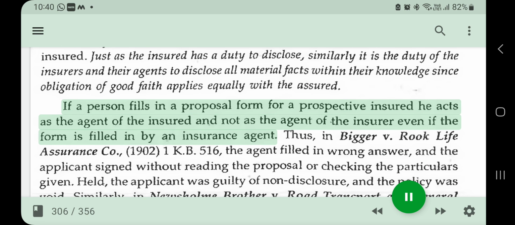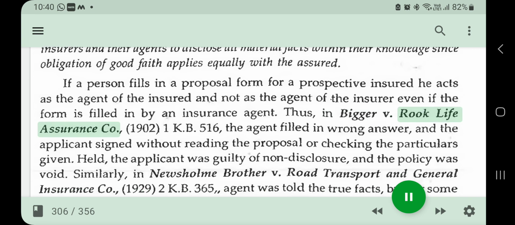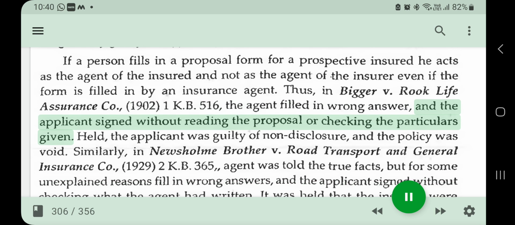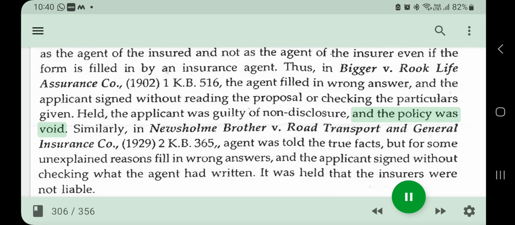If a person fills in a proposal form for a prospective insured, he acts as the agent of the insured and not as the agent of the insurer, even if the form is filled in by an insurance agent. Thus, in Biggar v. Rock Life Assurance Company, 1902, 1 KB 516, the agent filled in a wrong answer, and the applicant signed without reading the proposal or checking the particulars given. Held, the applicant was guilty of non-disclosure, and the policy was void.